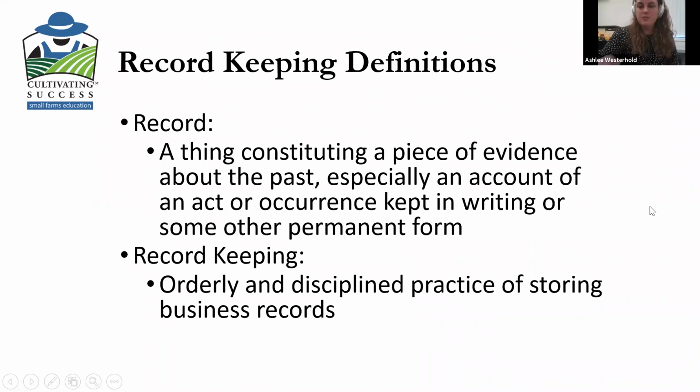So, good morning, everyone. Again, my name's Ashlee Westerhold, and today I will be talking about record keeping. So, record keeping definitions. Let's start out with the basics. What is a record? A record is a thing constituting a piece of evidence about the past, especially an account of an act or occurrence kept in writing or some other permanent form. And so when we talk about record keeping, it's the orderly and disciplined practice of storing business records.